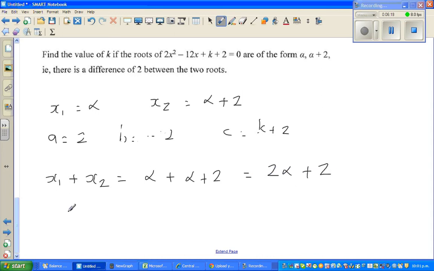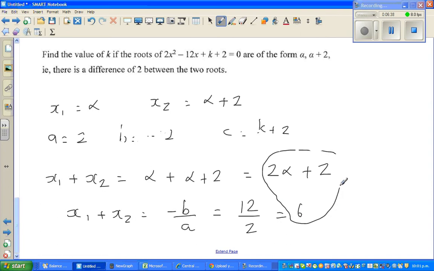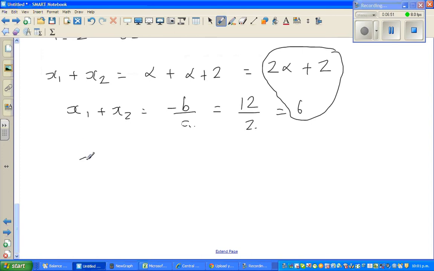So this is from the example, but what do we know? X1 plus x2 is minus b over a, where b is minus 12, so minus b will be 12 over 2, which is 6. So I can equate this and this, because this 2 alpha plus 2 is x1 plus x2, and by the formula that we proved, x1 plus x2 is 6. So therefore I can say 2 alpha plus 2 is 6.